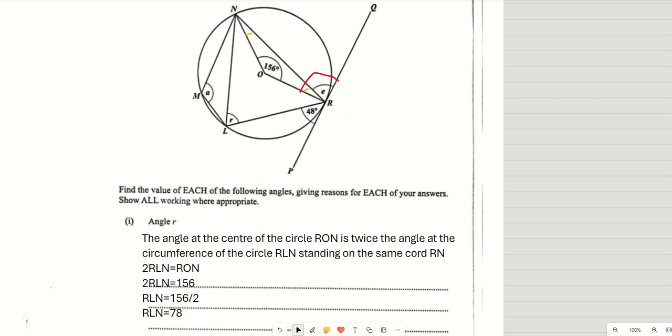So what we would do is, we know that angle ORP is 90 degrees. So we have this angle here. Let me just show you guys. This angle here and 48 is a 90 degrees angle. So we can find this, right?